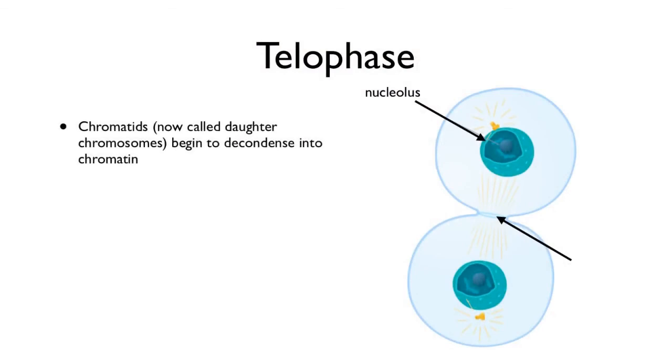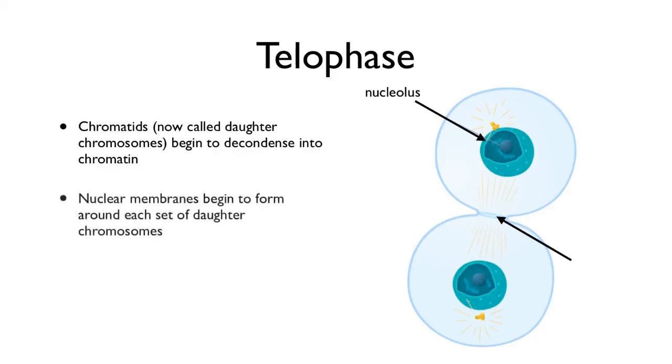Telophase. In telophase, the sister chromatids, now for convention, they're now called daughter chromosomes. So that can be very confusing. They begin to decondense. So they condense during prophase, they decondense during telophase. They go back to the long thread-like chromatin. The nuclear membrane begins to reform around each set of the daughter chromosomes.